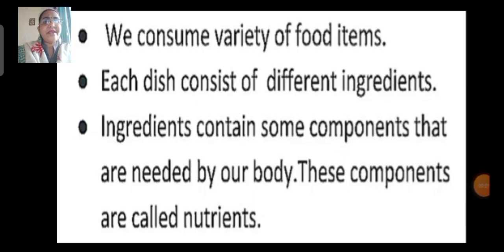We consume variety of food items. Each dish consists of different ingredients. We have seen that for preparing the different food items, what we need is ingredients. And from where do we get these ingredients, students? The sources of these ingredients we have seen in the previous chapter, and they are plant sources and animal sources. But what do these ingredients contain, students? Yes, ingredients contain some components that are needed by our body. These components are known as nutrients.